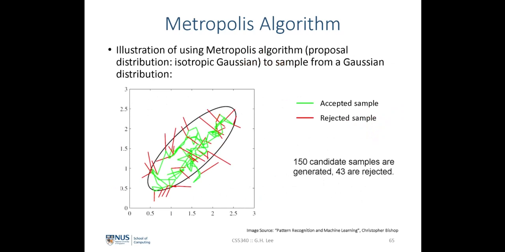Here's an illustration of using the Metropolis algorithm where the proposal distribution is an isotropic Gaussian to sample from a Gaussian distribution. Here we see the rejected samples, and these are the paths of the samples that are drawn. The green line represents the accepted samples, which you can see fall under this Gaussian distribution, and the red ones are the samples that are rejected from the sampling.